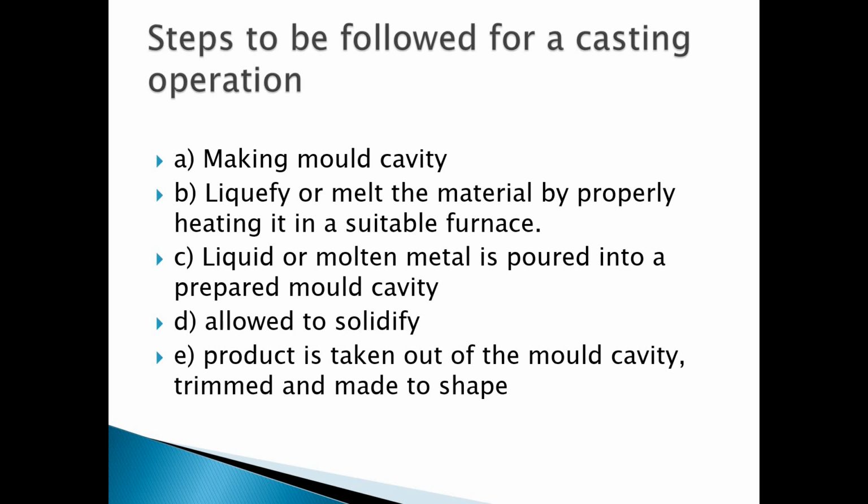First of all we need to prepare a mold. The desired component we want, we take the shape of that and prepare it in a mold. It is a reverse kind of shape of that component that we prepare in the mold. Then the material you want to use, we first of all need to melt.